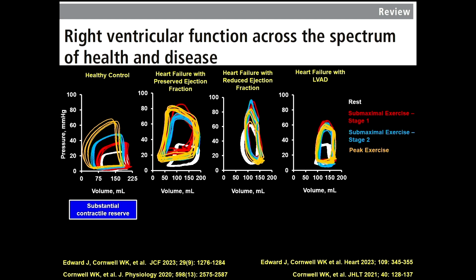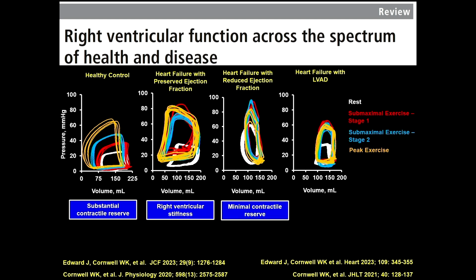One of the things we can see, if you remember nothing else about a pressure volume loop, we all remember from medical school that the wider the loop, the wider the stroke volume and cardiac output goes up. Well, in a healthy heart, there's substantial contractile reserve in the right ventricle. Patients with HFpEF don't really suffer from impairments in contractile reserve. Their problem is stiffness, where we see an up and leftward shift in the loops. In HFrEF, we see that there's minimal contractile reserve, and then we have similar physiology demonstrated in patients with LVADs.